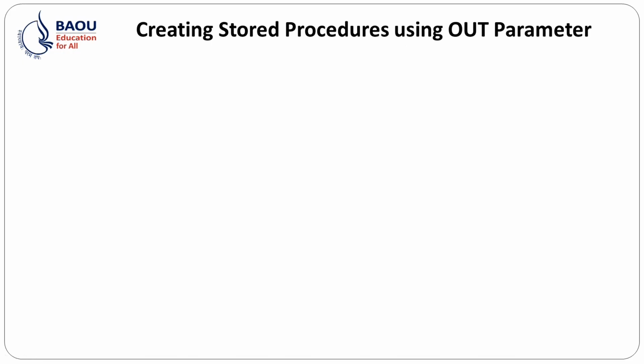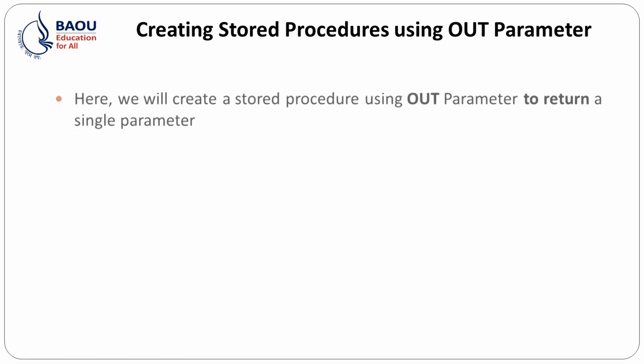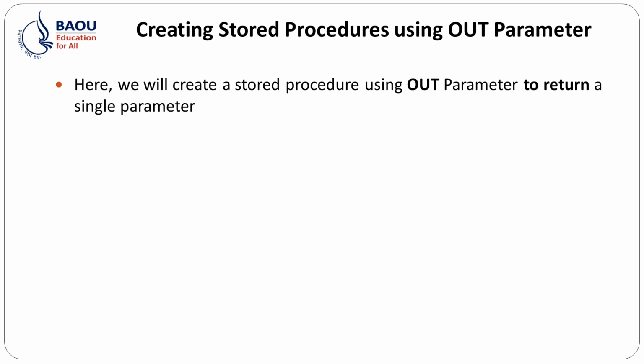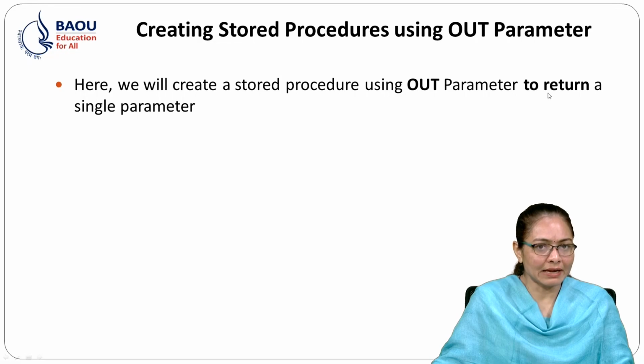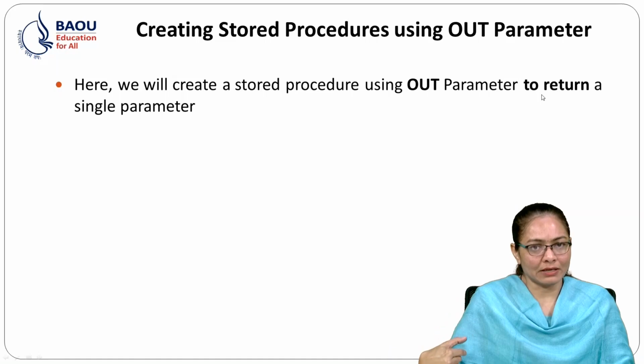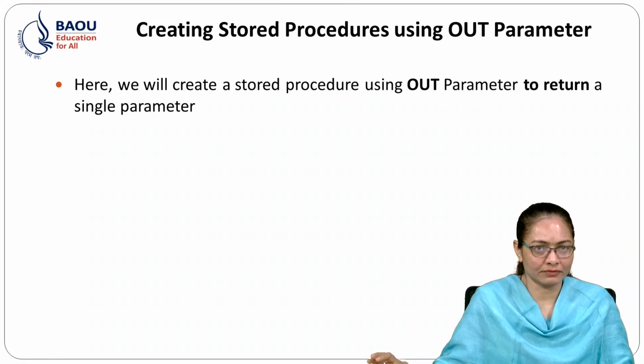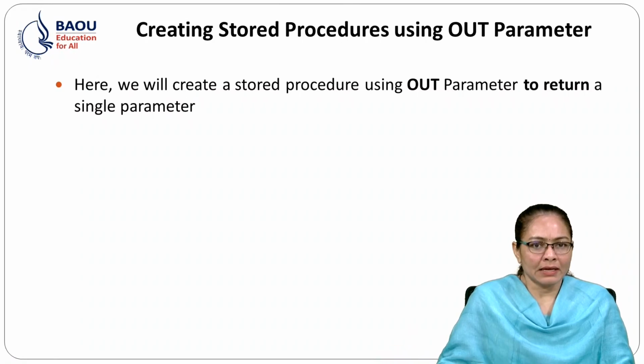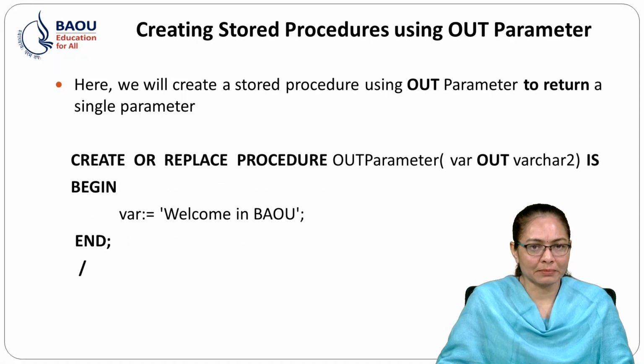Next, how to create the stored procedure using the OUT parameter. Here we will create the stored procedure using the OUT parameter to return a single parameter. OUT parameter is used to return the value. Same as IN is accepting the value from the calling side, and OUT is returning the value to the calling function. So here, try to understand with the example.